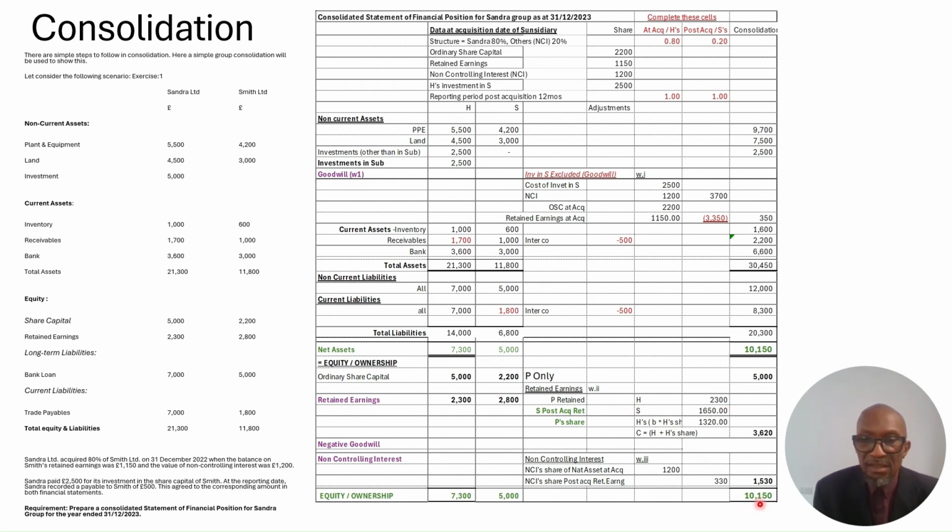So the total for the equity here is 10,150, which is represented by total assets less total liabilities. These are the liabilities here. 20,300 is total liabilities, 30,450 is total asset. Knock the total liability away from that, you get the equity 10,150, which is H ordinary share capital, then H reserve plus its share of S reserve, 3,620, and then the NCI 1,530.